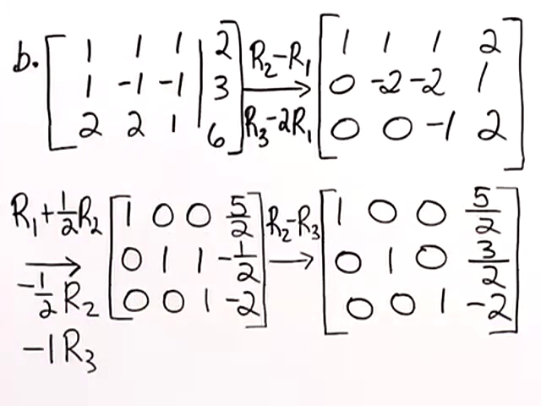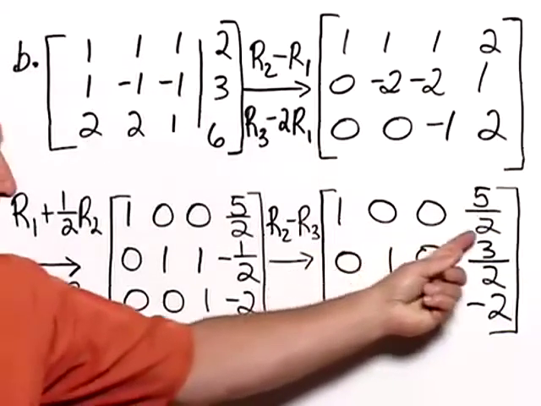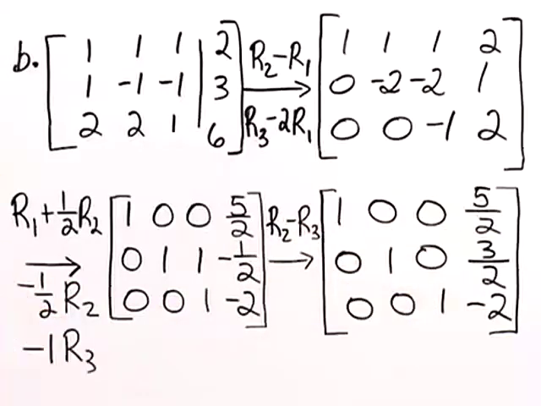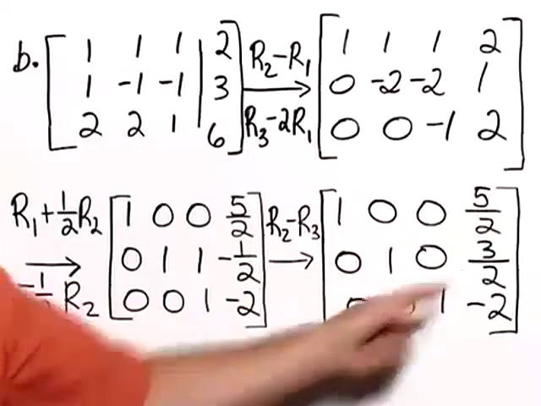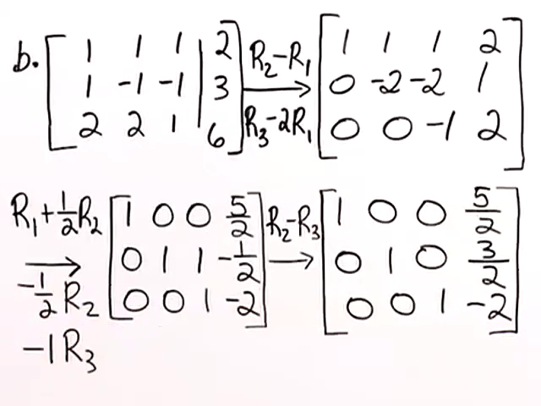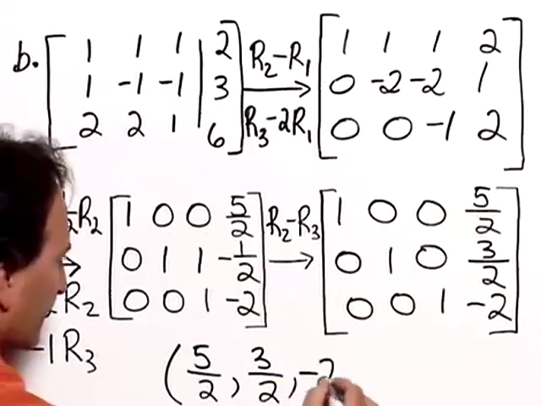And now we have the matrix in the form where we can read off our solution. In this case, we're told x is 5 halves, y is 3 halves, and z is negative 2. So our ordered triple, which is our solution, is 5 halves, comma, 3 halves, comma, negative 2.